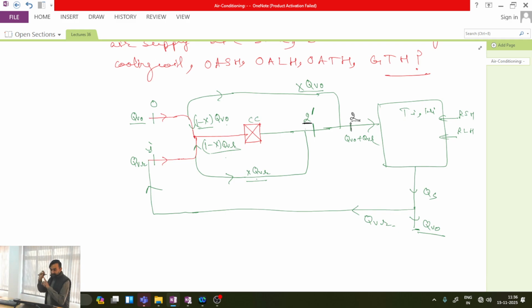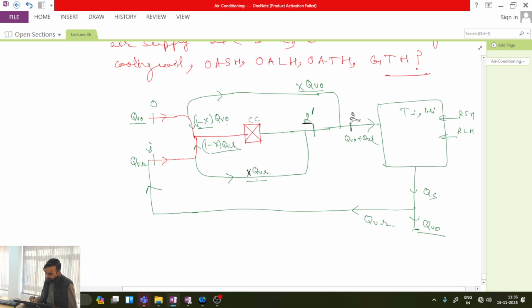Now let us understand the next aspect. X into QVR is the amount of air which has come from the room at TI state and it has just entered the room at TI state. So though this air is moving around, at whatever state it has come, at the same state it is entering the room. So this x into QVR does not cause any additional load on the room.